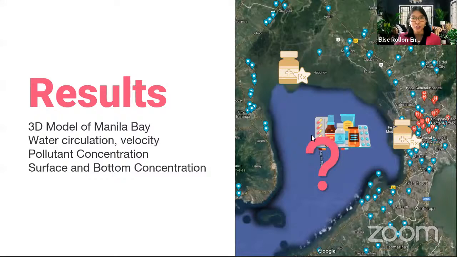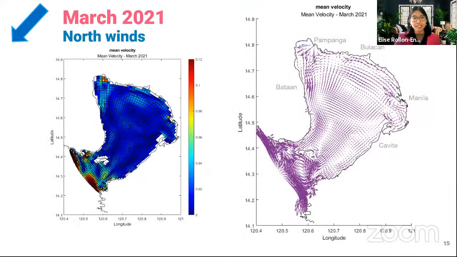Now, let's move on to the results of our model. First, let's look at the mean velocity during March north winds. The left figure is the magnitude of the velocity, while the right figure shows the vectors or the direction. Water goes in from the Ternate Cavite area to the inside of the bay and goes out from Pampanga going to Bataan coastline. There are many counter-rotating gyres on the inside north middle part of the bay, and these gyres may promote the accumulation of micropollutants on the center of the gyres.